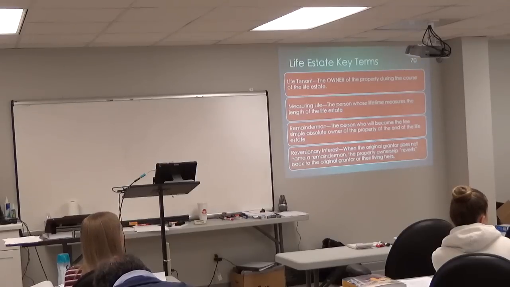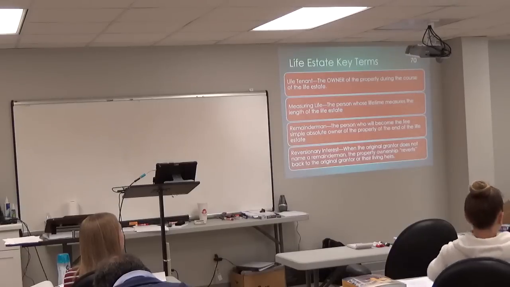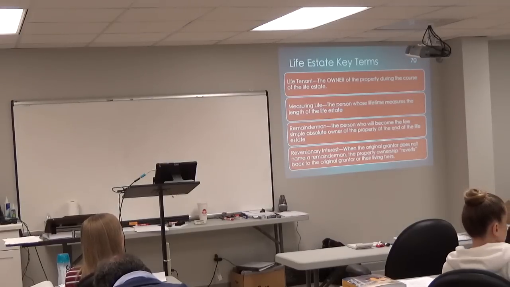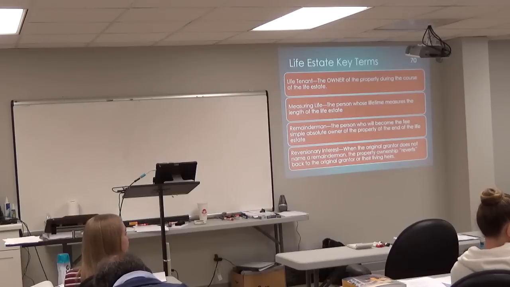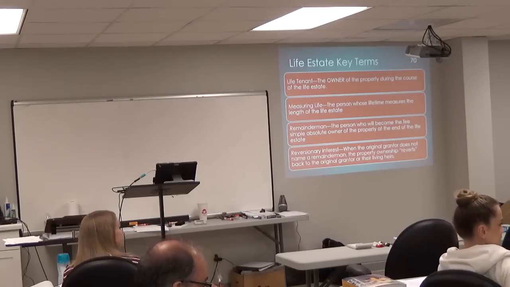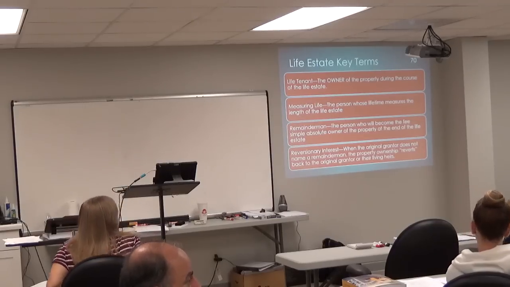Jackie owns the property. Jackie owns the property until Bo dies, and then it goes to Catherine. What's Jackie? Life tenant. What's Bo? Measuring life. And then it goes to Catherine. What is she? Remainder interest.